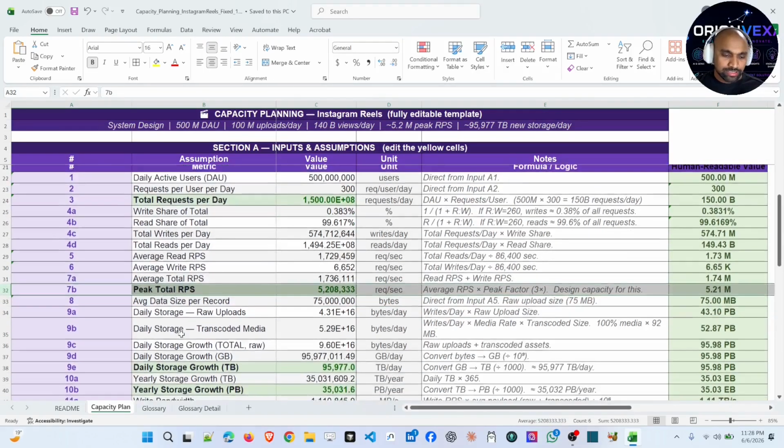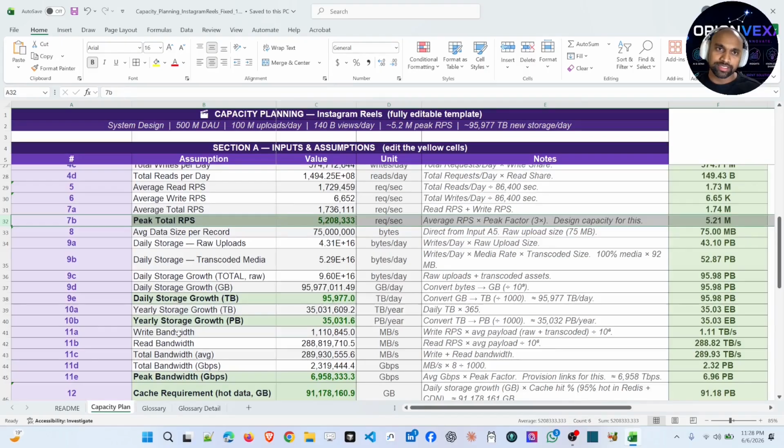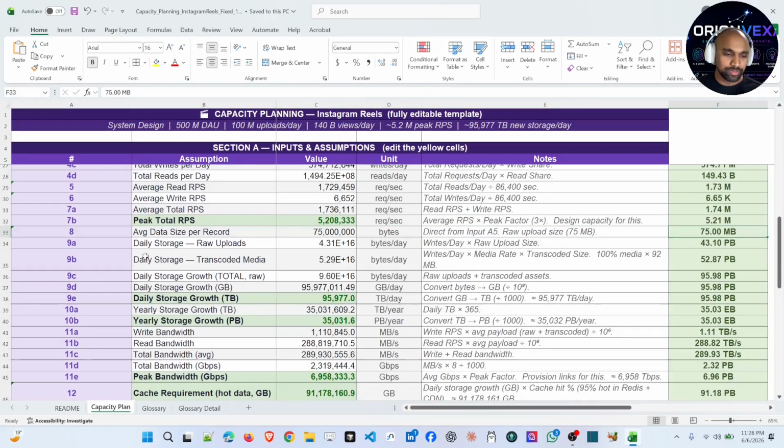Next, we are going to calculate the data storage, daily data storage, and from there we can calculate the yearly data storage. Average data size per record, we are considering around 75 MB. From there, the daily raw storage requirement is writes per day into raw uploaded size, that is around 43.10 petabytes per day.